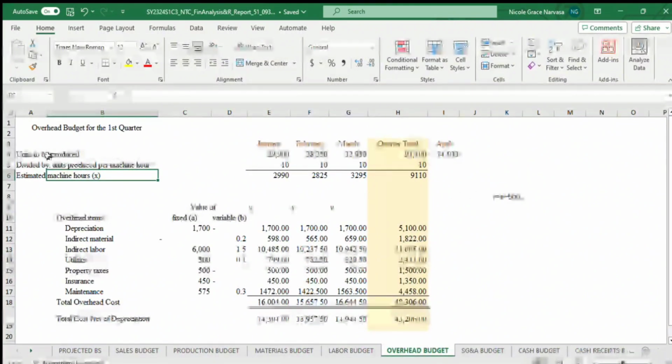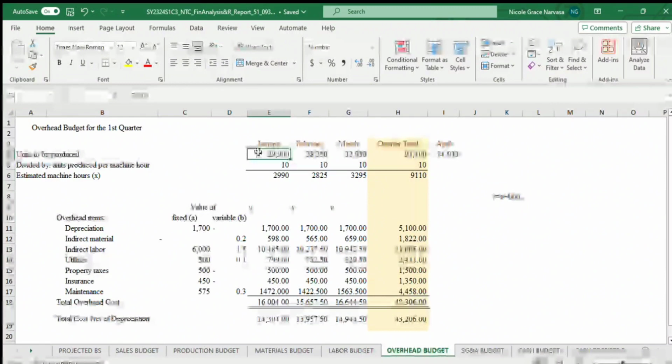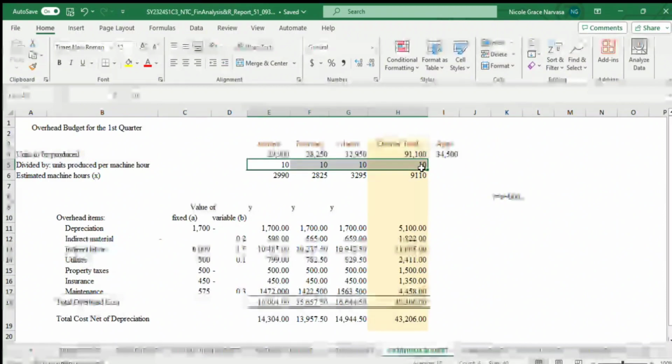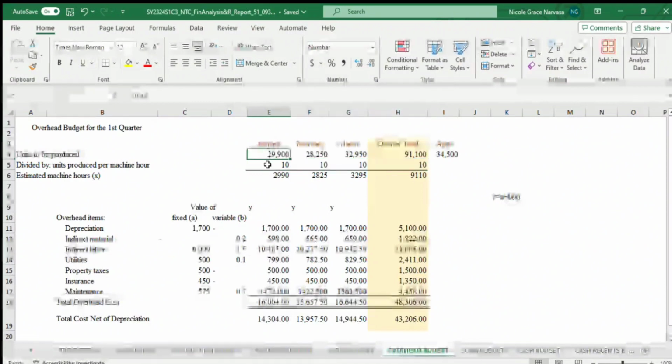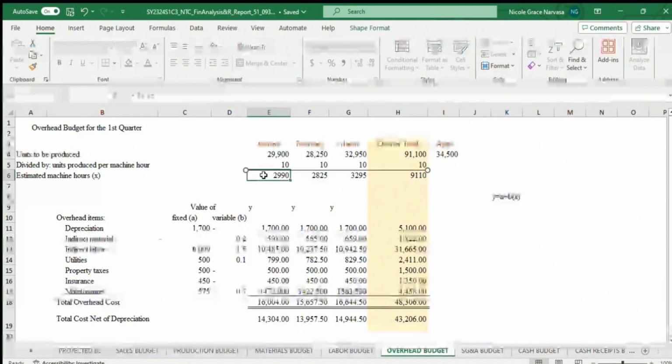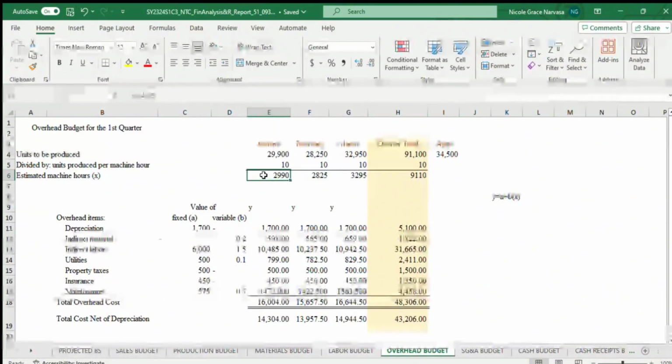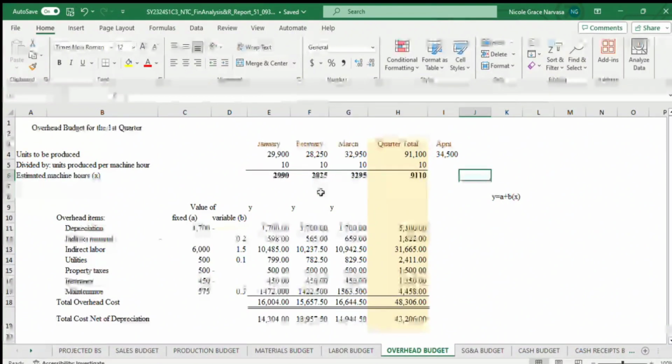That's the X. So for the month of January, it's 29,900. We will be needing to divide it by the units produced per machine hour, which is 10. This specific value is just an assumption. So if we divide 29,900 by 10, that will give us a total of 2,990. And for the quarter total, it's 9,110. So let's move on to get all of these Y variables.